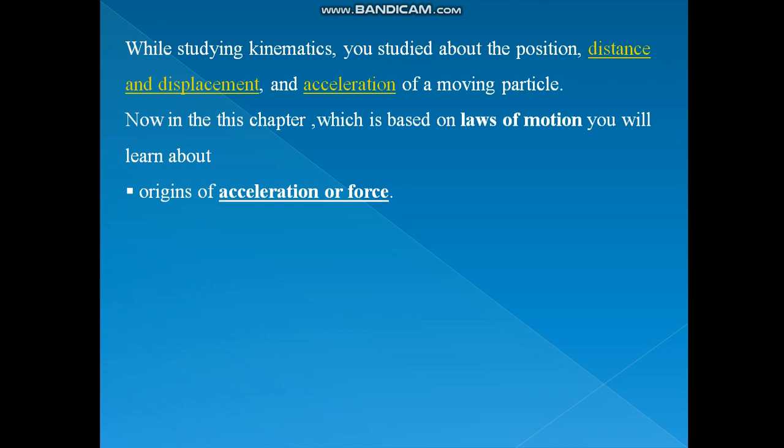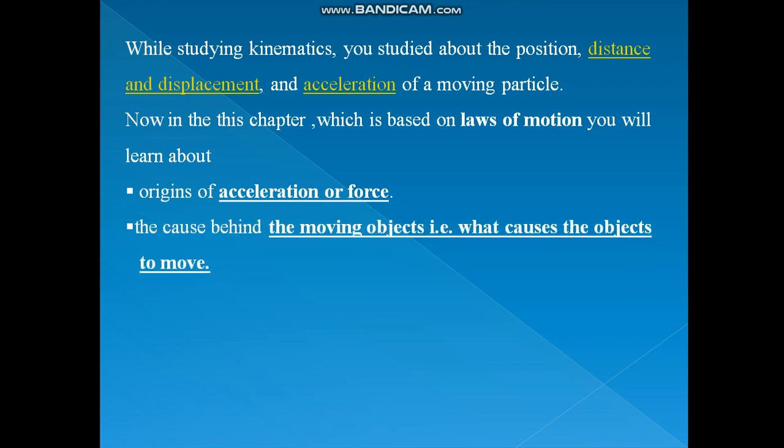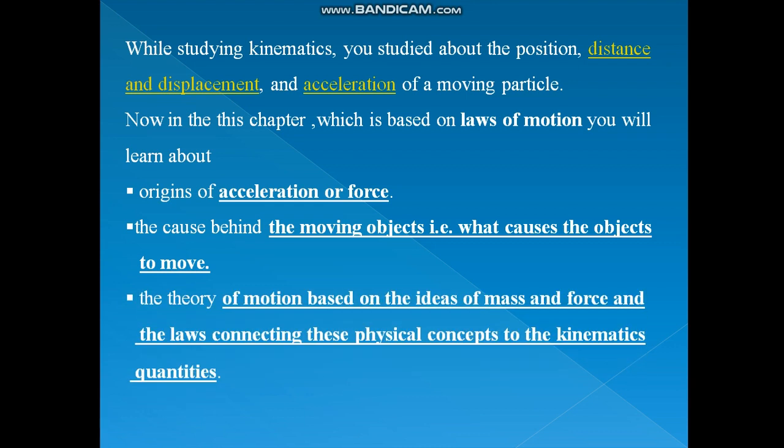origin of acceleration or force, the cause behind the moving objects, that is, what causes the objects to move, the theory of motion based on the ideas of mass and force, and the laws connecting these physical concepts to the kinematics.